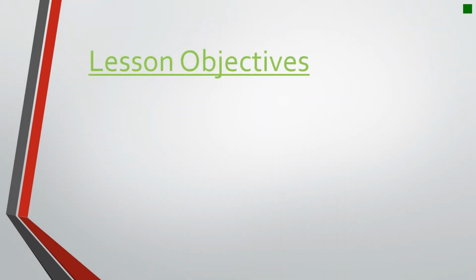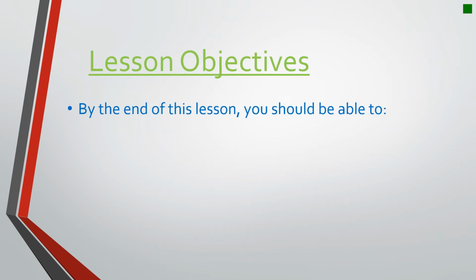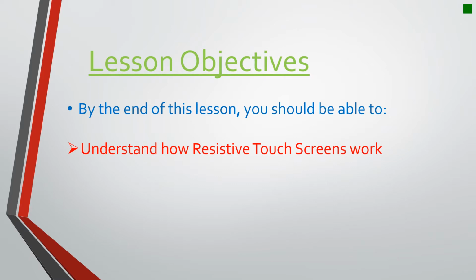Lesson objectives. By the end of this lesson, you should be able to explain to me how resistive touchscreens work. In other words, if I ask you any questions about resistive touchscreens, say, what are resistive touchscreens? How is it that resistive touchscreens work? What are the components making up a resistive touchscreen? And what are the variations of resistive touchscreens? You should be able to answer all my questions with confidence and accuracy.